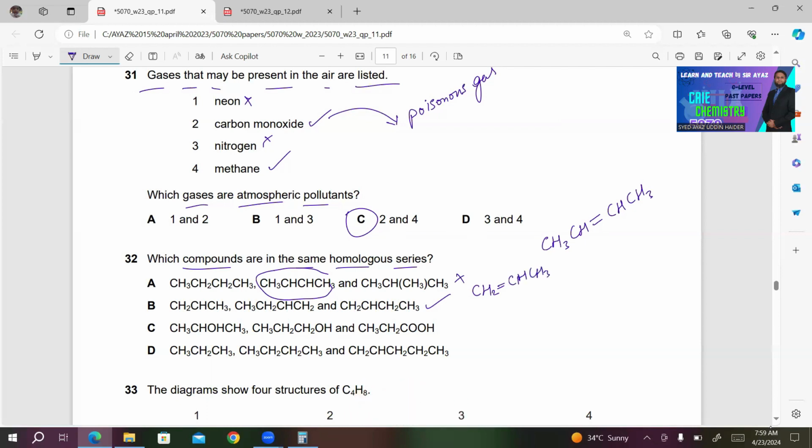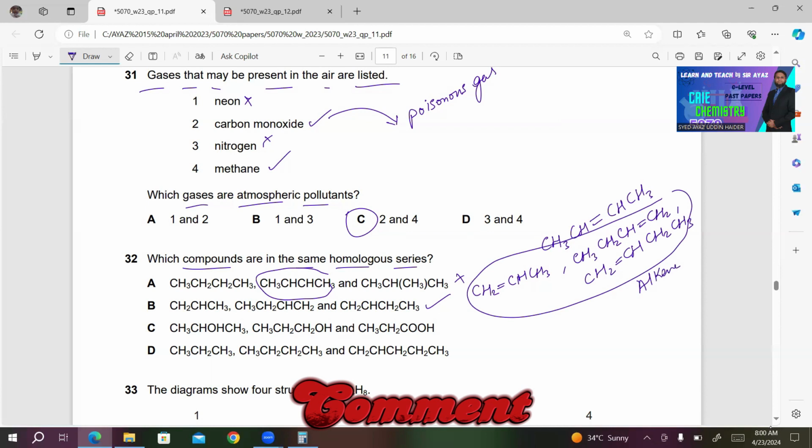CH3. Next one, comma, CH3, CH2, CH double bond CH2, comma, CH2 double bond CH, CH2, CH3. This looks correct to me. They belong to the series alkene. They must have one carbon double bond.